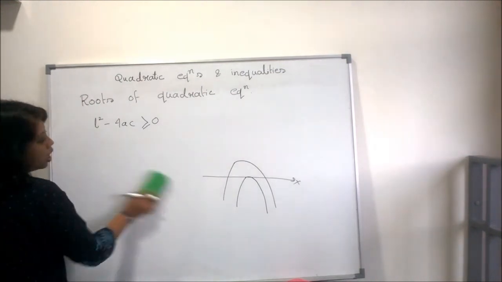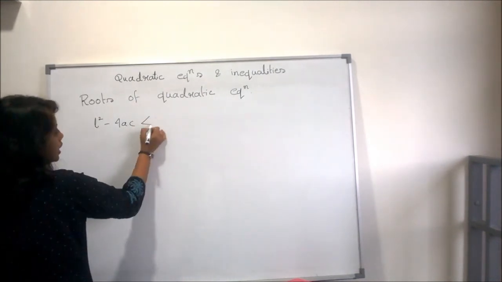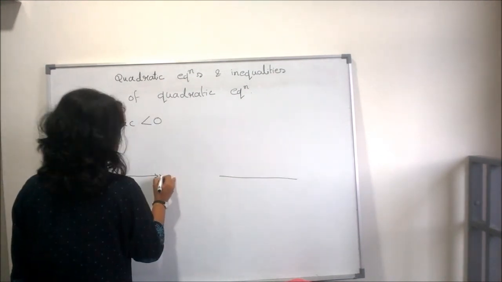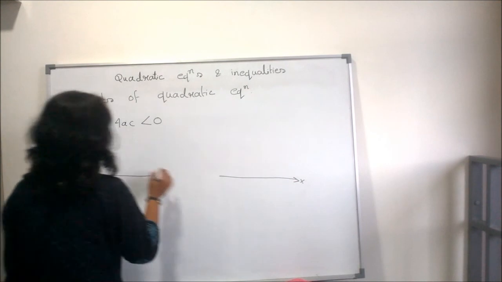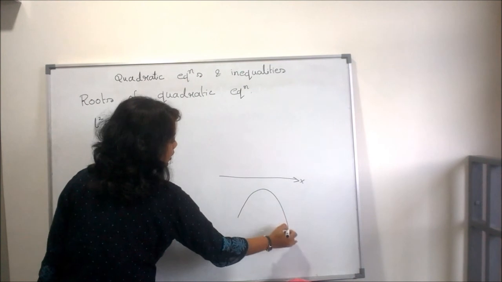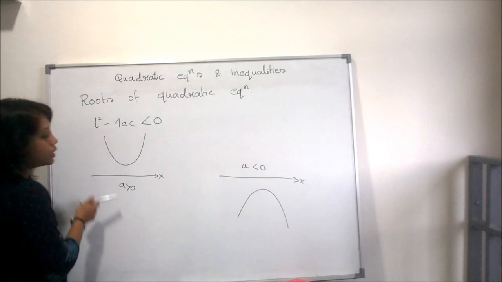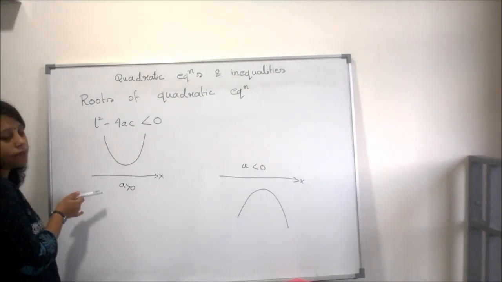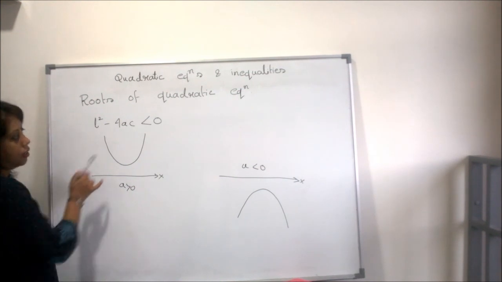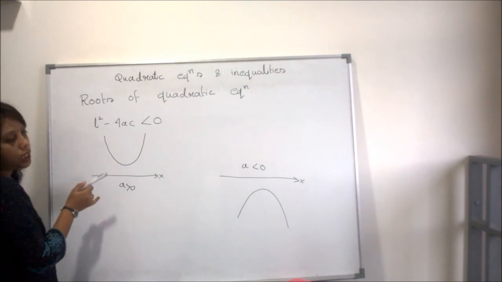So now we are coming to when the discriminant is less than 0. In that case, our graph will be either in that form or in that form. Here a is greater than 0, here a is less than 0. So we see that in that case the graph doesn't touch or intersect the x-axis. Okay. It has no real root. We can get only complex roots here.